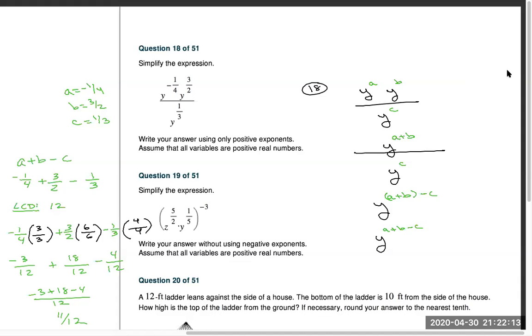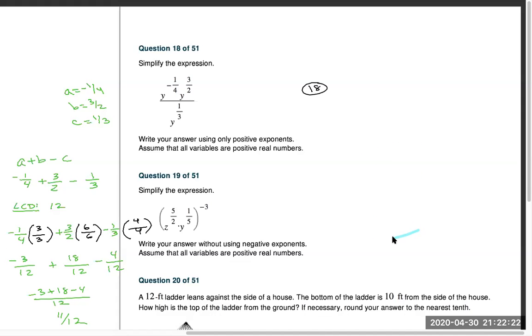Okay. So what I wind up getting, remember that's my exponent right here, and I still have y as my base.